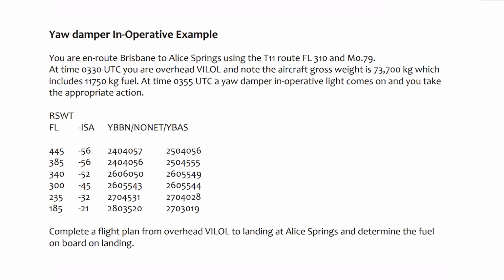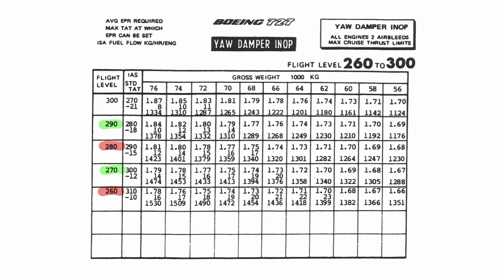The level we're going to descend down to, or the appropriate level with the yaw damper inoperative, depends whether you're flying east or west. So we're going from Brisbane to Alice Springs, so we're flying west. If you look at your yaw damper inoperative tables at the altitudes we highlighted, we're looking for what's pink in my book, which is westerly track. We're flying at flight level 280.